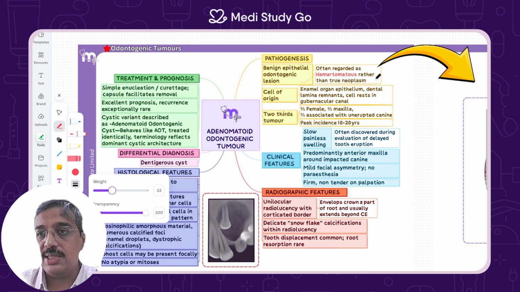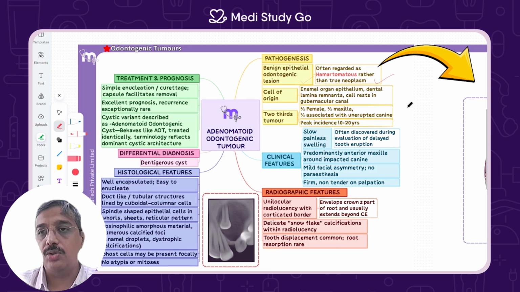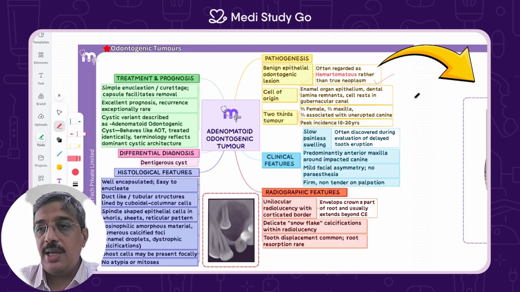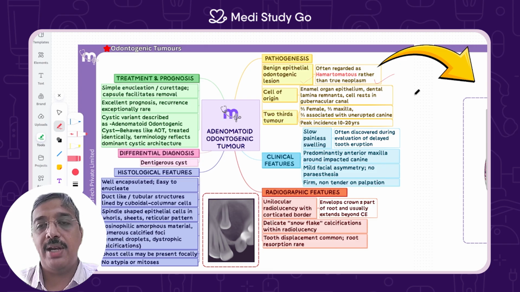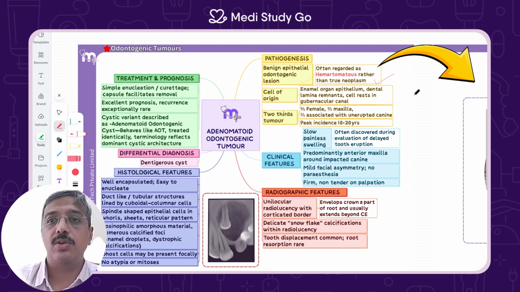So we have established now that we have a benign odontogenic epithelial tumor, and this benign epithelial tumor is actually considered to be a hamartomatous growth. Now, what is a hamartoma? Hamartoma is a proliferation of an entity which is histologically native to that location. Say, for example, you have blood vessels. Blood vessels are there throughout the body. So wherever they proliferate, it is a hamartoma.